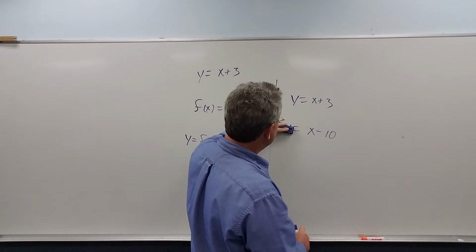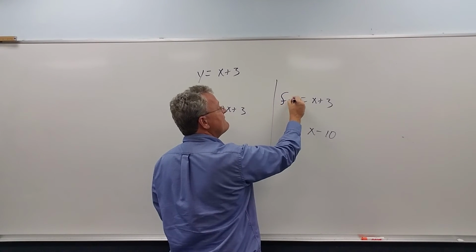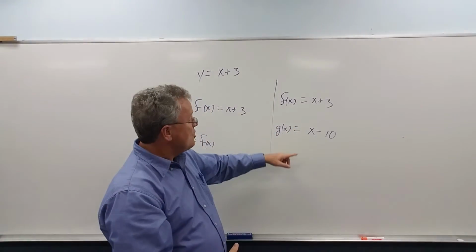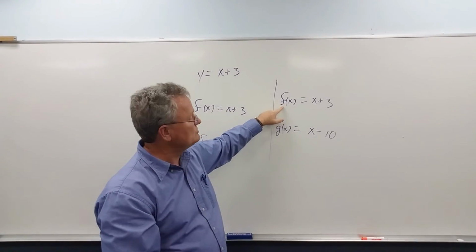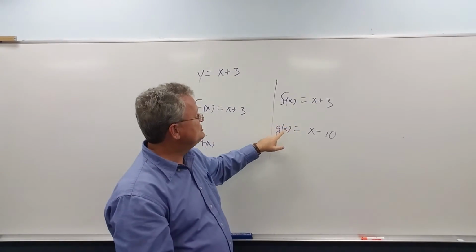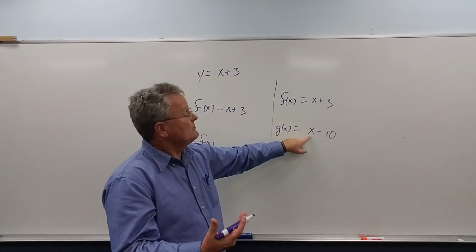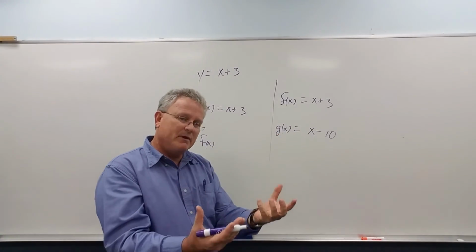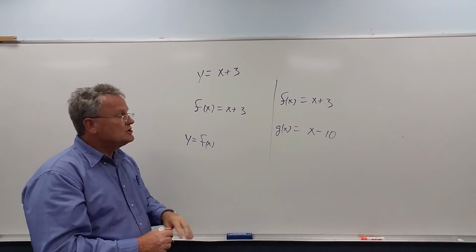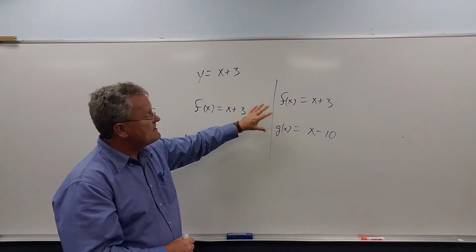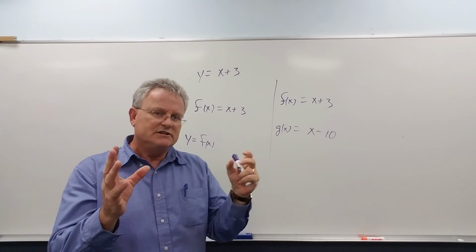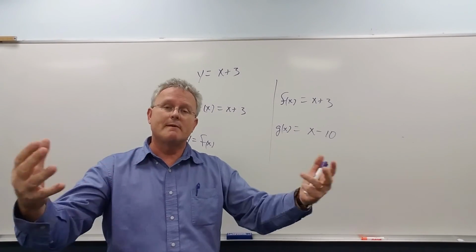But if we write this as f of x, and this as g of x, now I can say, what is f equal to when x is 20? Clearly it's 23. What is g equal to when x is 20? Well, g is 10. Now it becomes much clearer which function, f or g, I plug it into. So these are some of the reasons we have this notation. In the next video we'll do another example of determining if a situation represents a function.